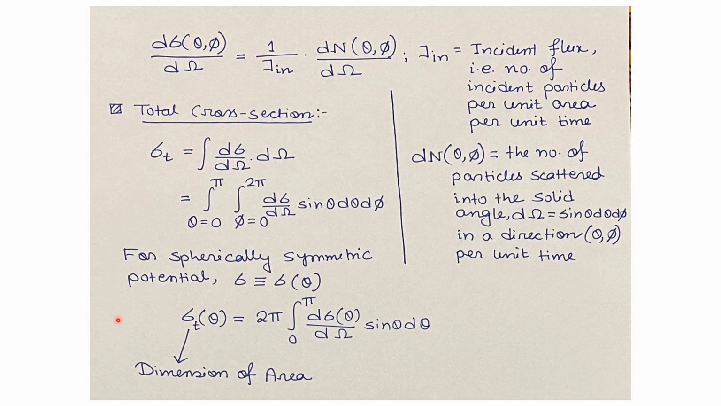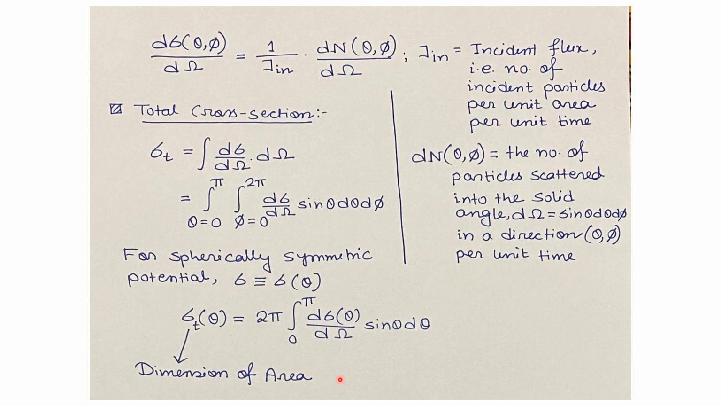So for this special case, this total scattering cross section sigma t will be 2 pi times the integration over theta equals 0 to pi of dσ/dΩ as a function of theta, sin theta dθ. Here 2 pi is coming from the integration of phi from 0 to 2 pi.